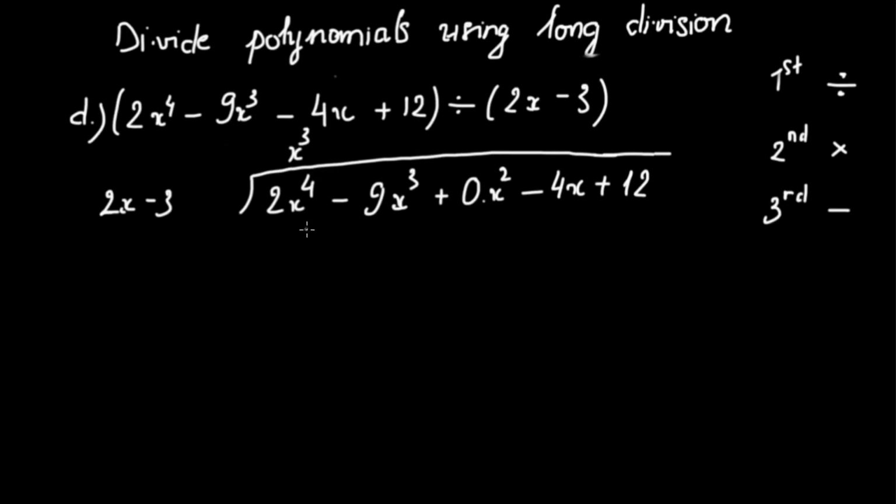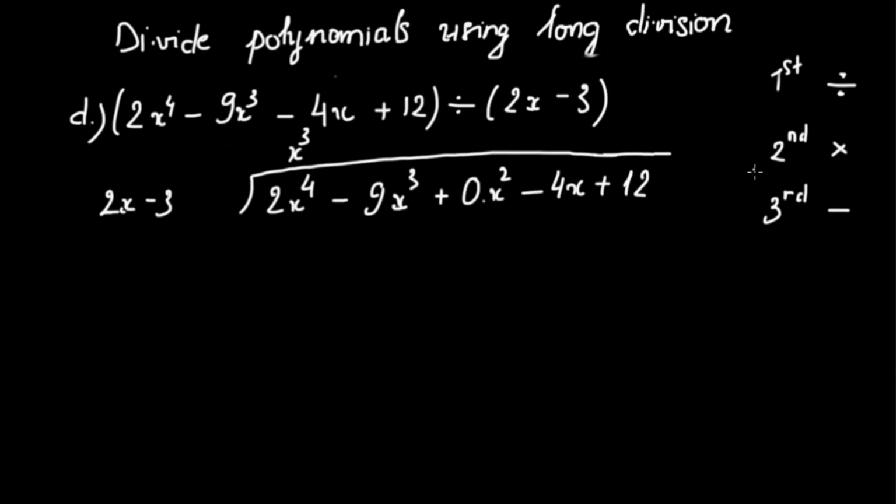Anytime that you find it difficult to find the result, you can always write right here: 2 times x to the 4th divided by 2x. You see 2 divided by 2, you got 1, right? And then x to the 4th divided by x, you got x to the 3rd. And that's why you put x to the 3rd here. The first step was done.